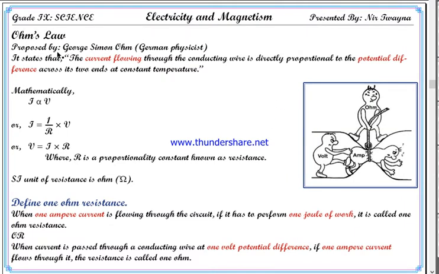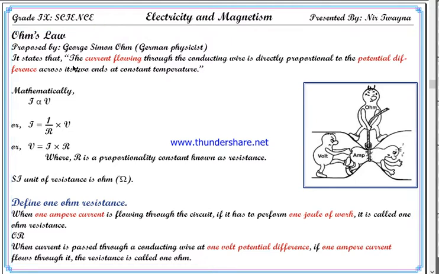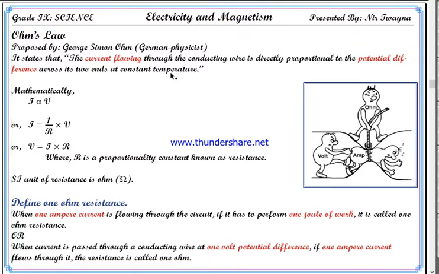Ohm's law was proposed by Georg Simon Ohm, a German physicist. From his name itself, the law is called Ohm's law, and the statement is very simple. The current flowing through the conducting wire is directly proportional to the potential difference across its two ends at constant temperature. If the temperature is constant, because we know that resistance depends on temperature as well.